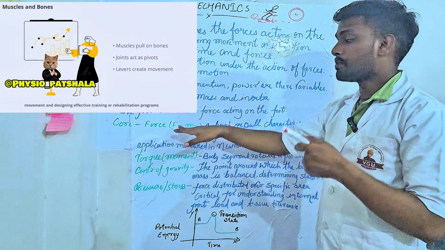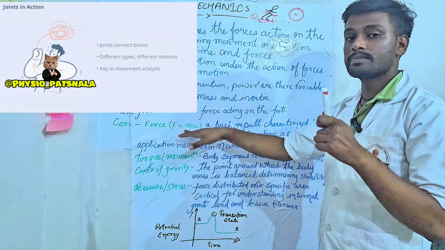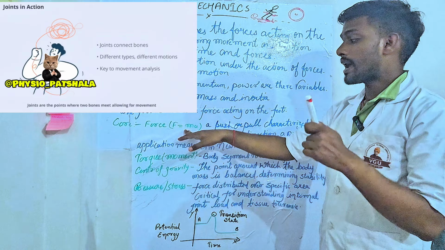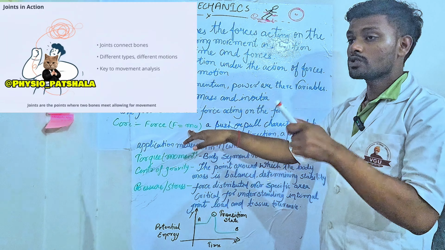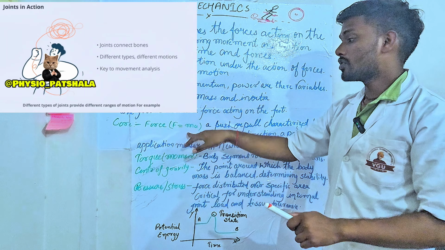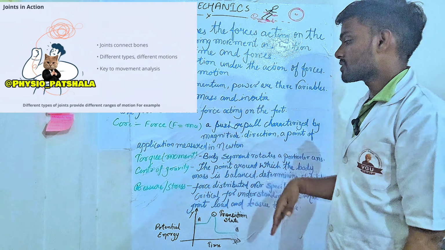Force is equal to mass times acceleration. How much mass the particular person has, and how much acceleration they use to perform their activity, determines the force.